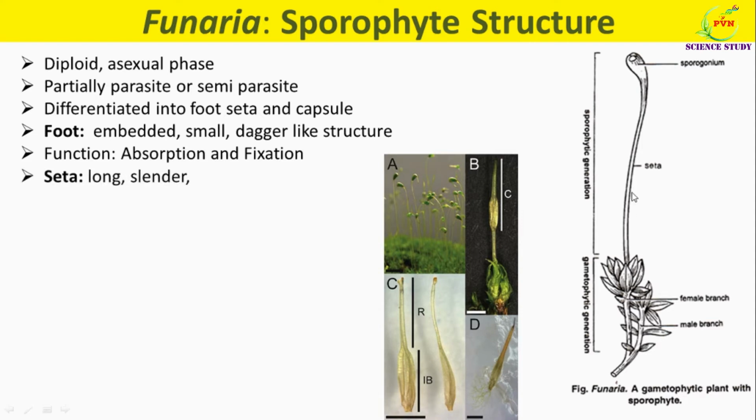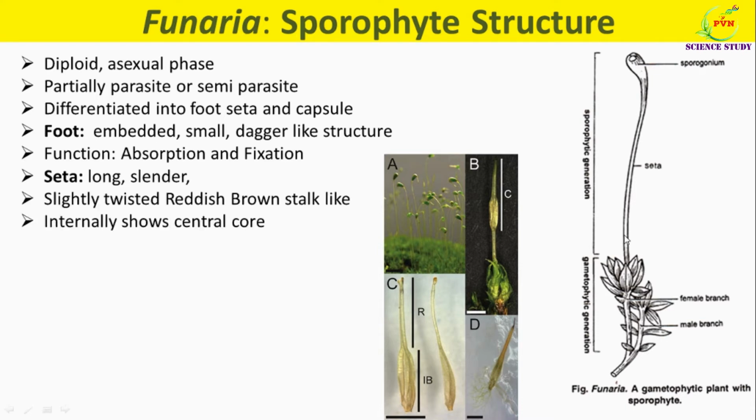Then second part is seta, as you can see here. Seta is a long, slender, slightly twisted reddish brown stalk-like structure which elevates the capsule far above the level of gametophore. Internally, seta shows a central core of small thin-walled cells surrounded by a region of thick-walled cortex and epidermis. The central cylinder helps in the absorption and conduction of water and mineral salts, and thick-walled cells of the cortex provide mechanical strength to the slender seta.